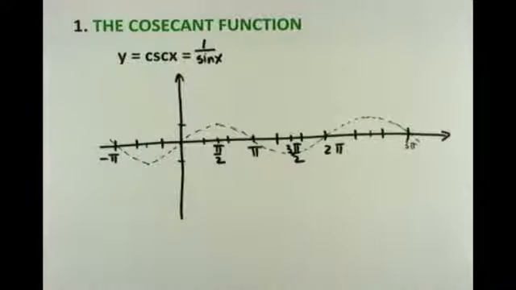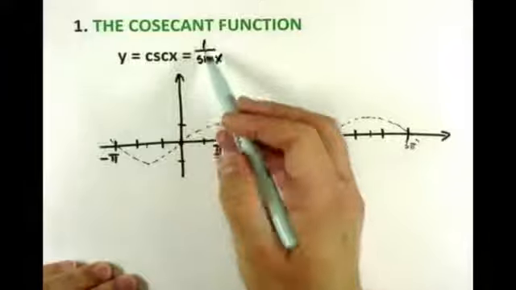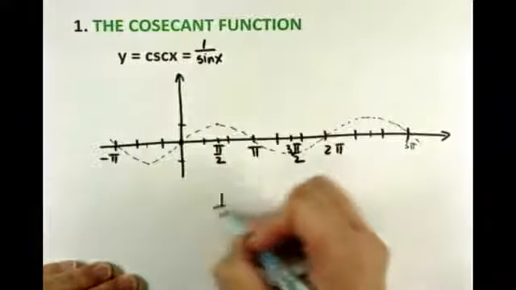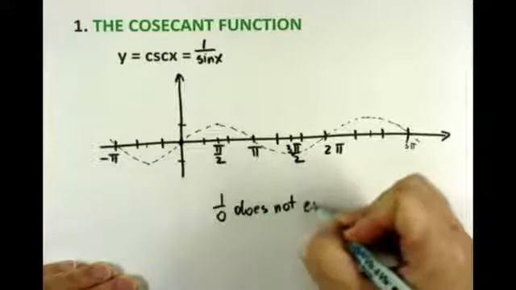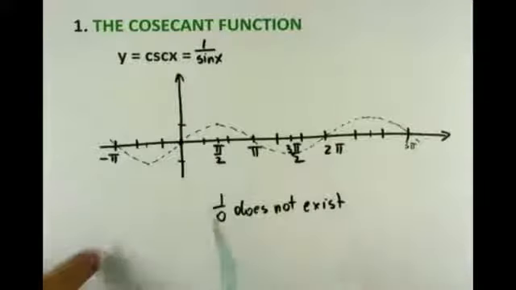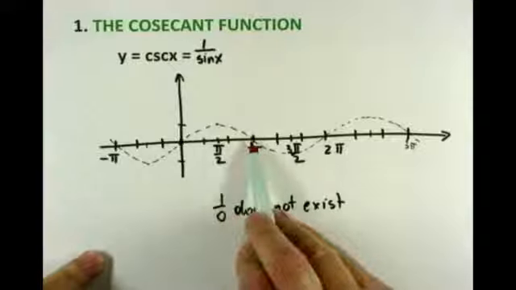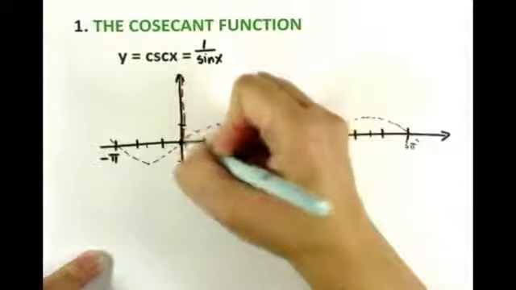Now we need to draw cosecant, which is the reciprocal, 1 over sine. So we're going to go with particular values. I have the value 0 for sine. Now cosecant will have 1 over 0. 1 over 0 does not exist. So in that case, my cosecant has an asymptote. At the points where sine is 0, the cosecant function has an asymptote because the function does not exist.